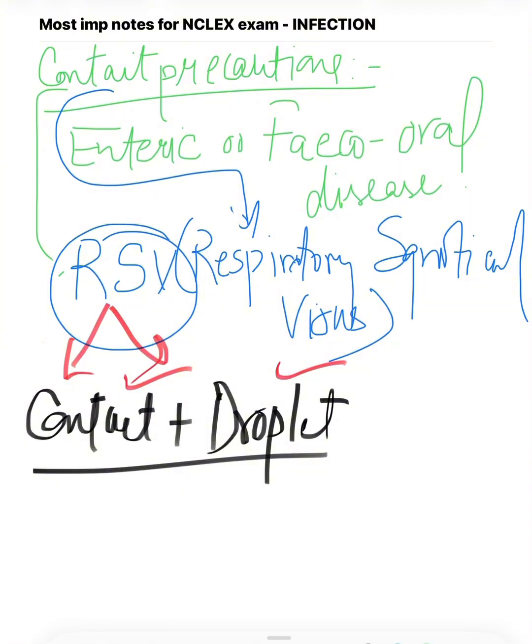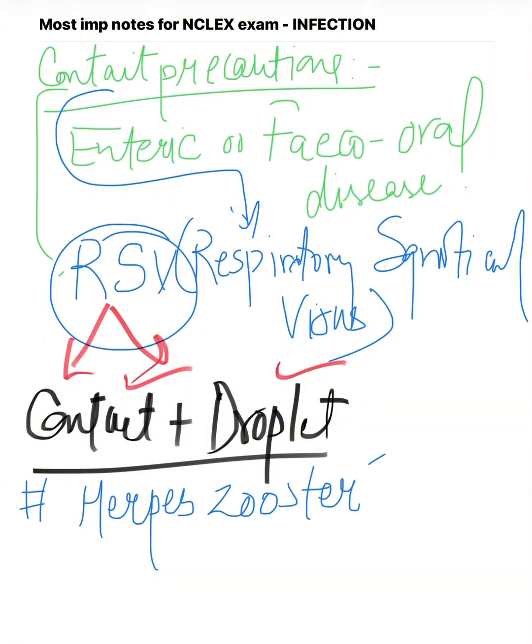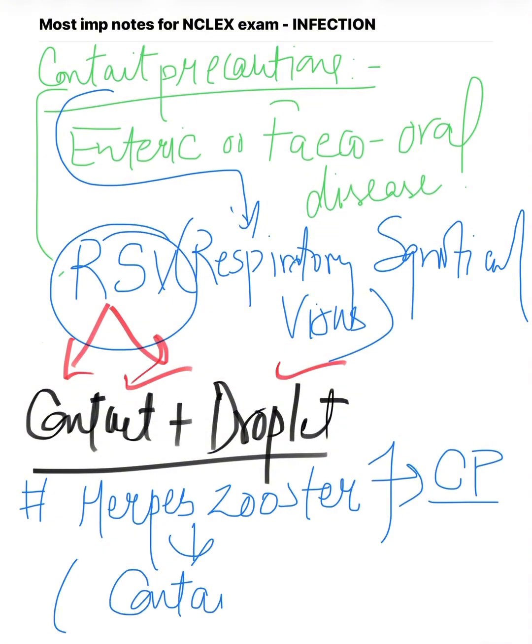So next one is herpes zoster, also known as chicken pox, right? In herpes zoster, you have to use contact plus airborne precautions. In contact precautions, you have to use things like gloves, gown, hand washing.